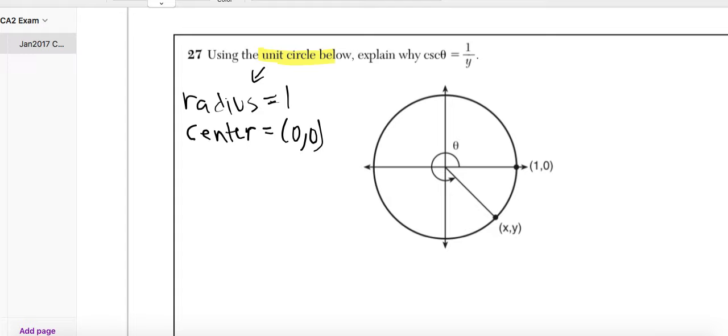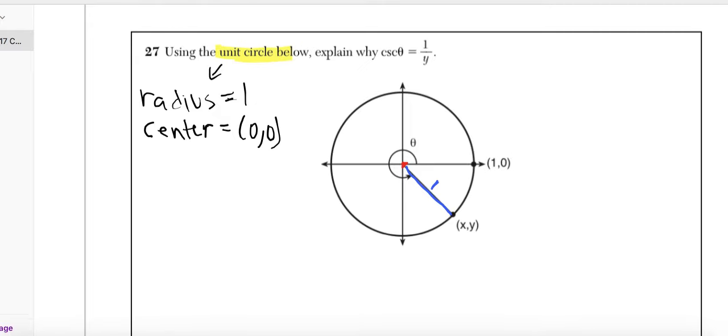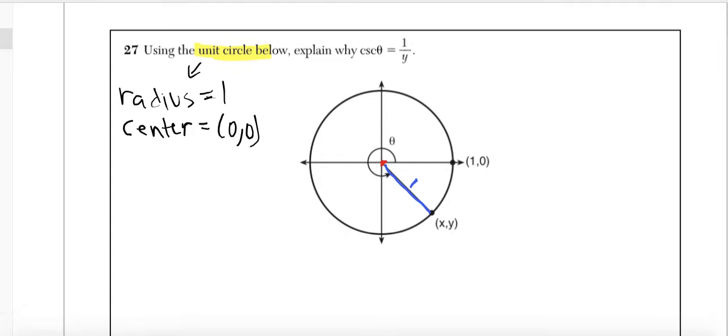So let's label that right here. Here's the center, because it said the unit circle below. And our radius is just the distance from the center to a point on the circle. So this one has a radius of 1. And you see how here it says that we have the point 1, 0 as well, because the radius is 1.